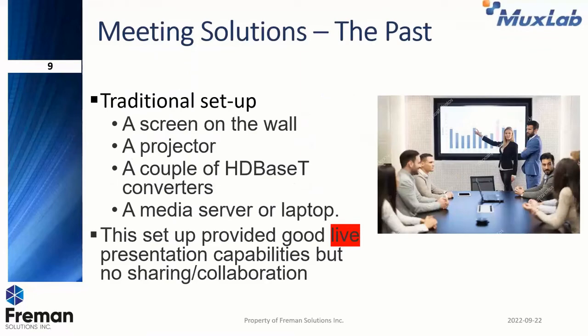How did we handle meetings in the past? So this is the history of a few years back. Our traditional setup in a meeting room was we had a screen on the wall. We had either a projector or we had a laptop, like in the picture that we have there, connected with a cord, an HDMI cable, to the screen on the wall. We probably had a couple of HDBaseT converters, a transmitter and a receiver, and that allowed us also to handle, up to a point, bring your own device.